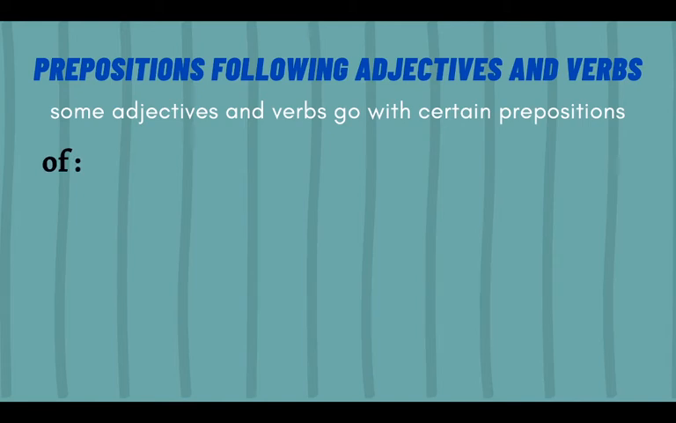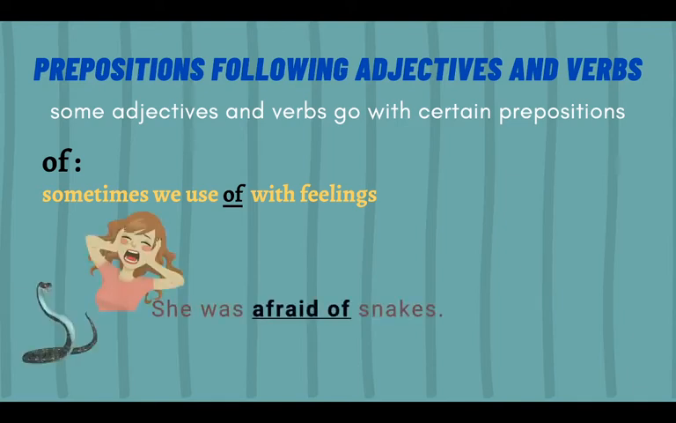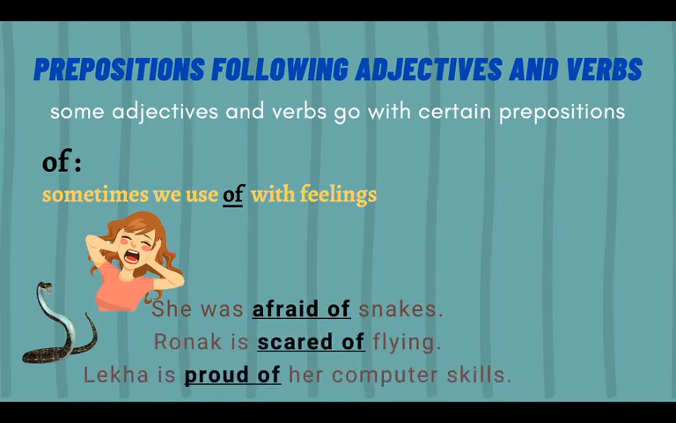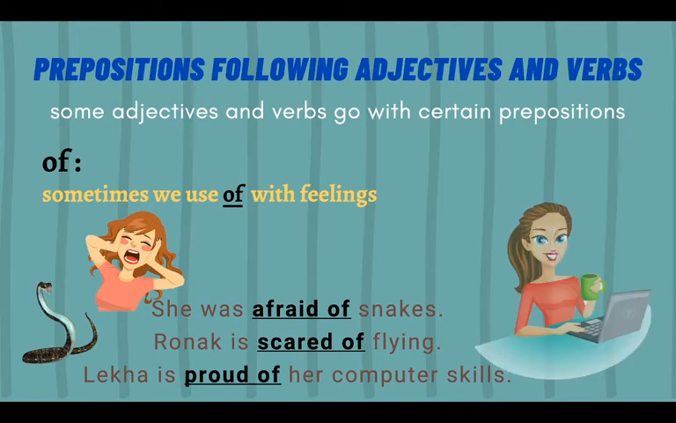Next comes of. Sometimes we use of with feelings. She was afraid of snakes. Ronak is scared of flying. Lekha is proud of her computer skills. These underlined words are the words used along with the prepositions: afraid of, scared of, proud of.